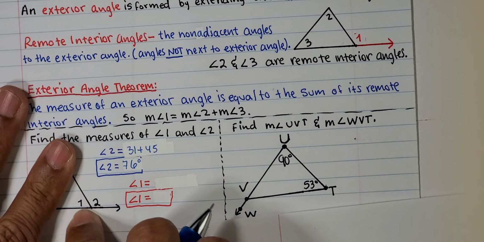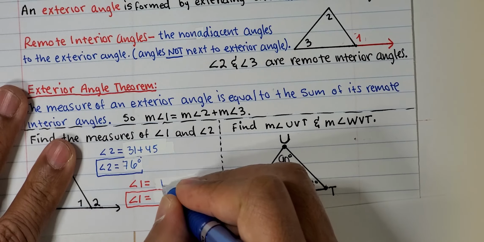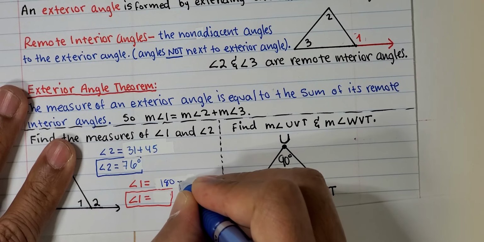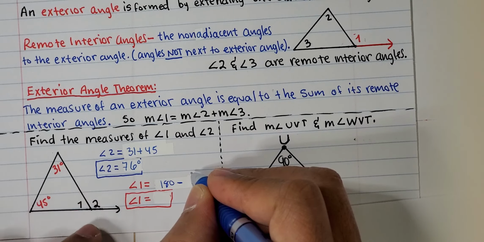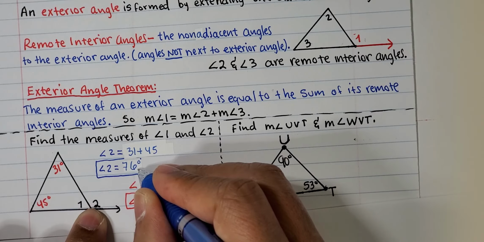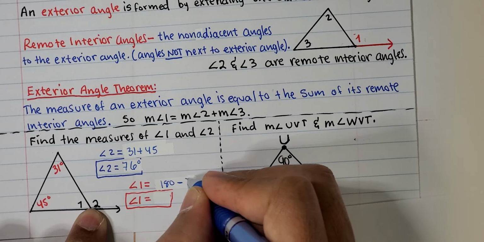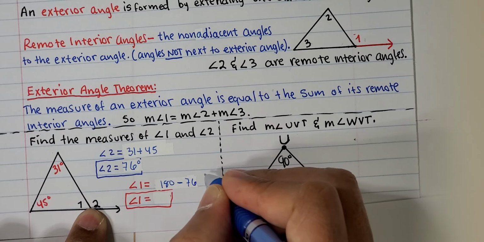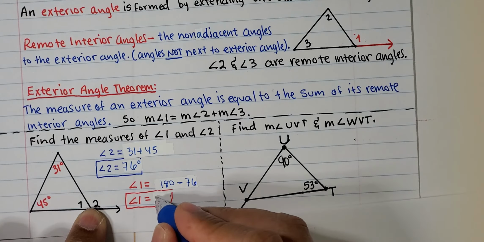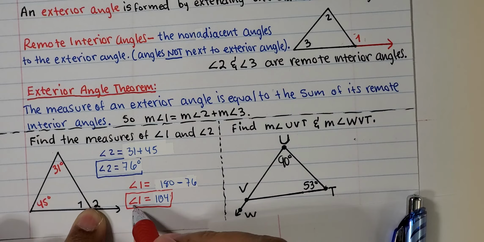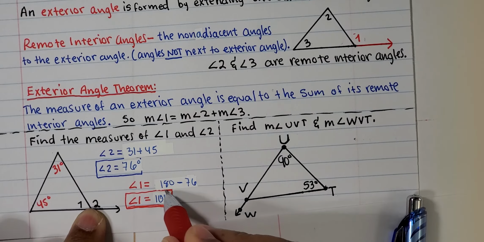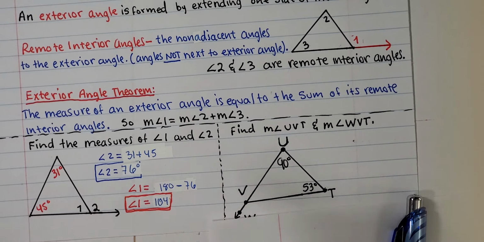So angle 1 is going to be equal to 180 minus the measure of angle 2. We just said that angle 2 is 76 degrees. So take 180 and subtract 76. And when we do that, we find that the measure of angle 1 is 104 degrees. And that is the measure of angle 1, and the measure of angle 2 is 76.